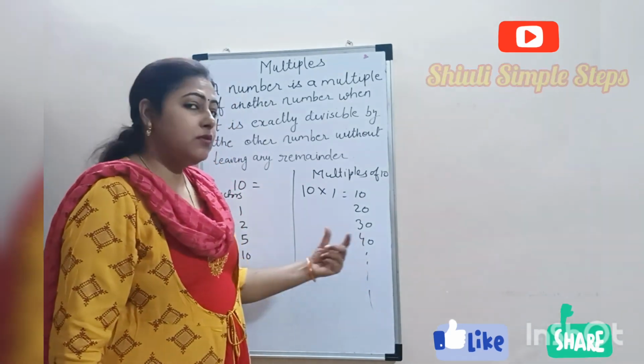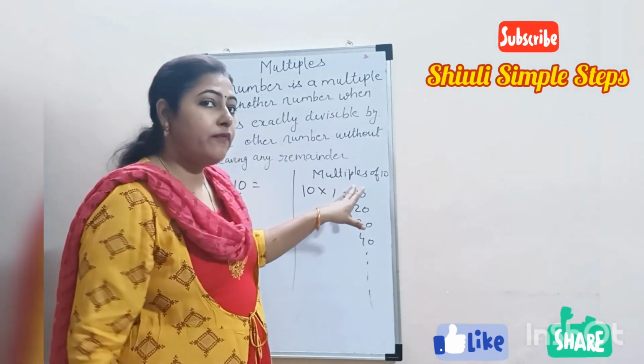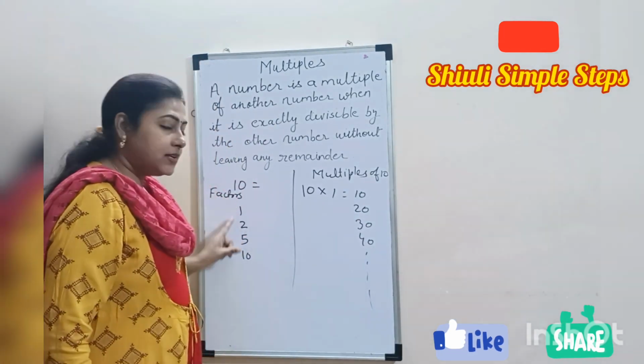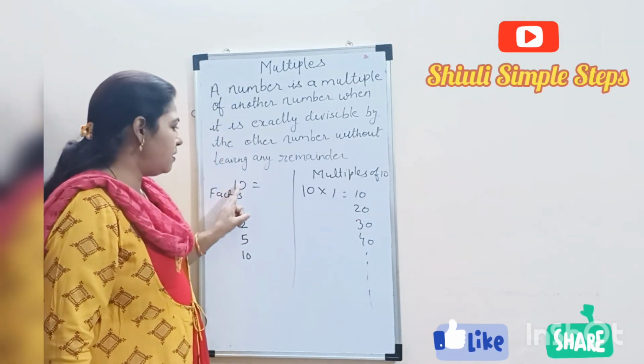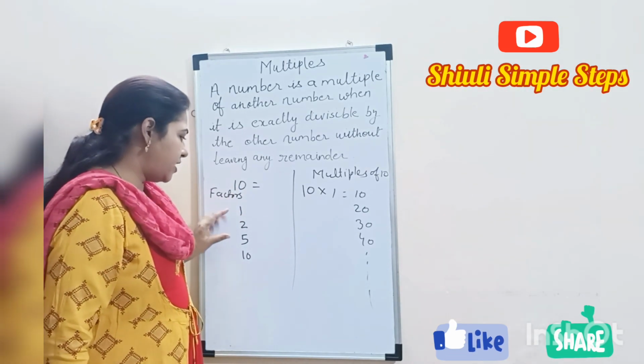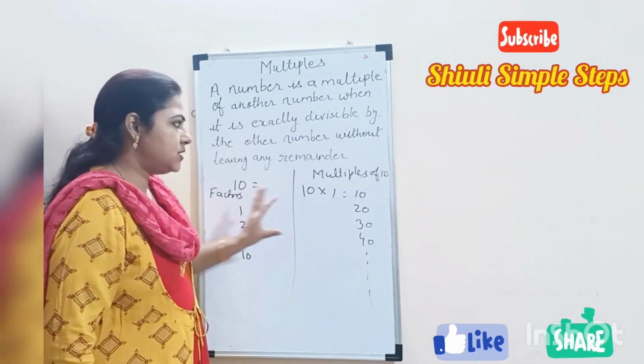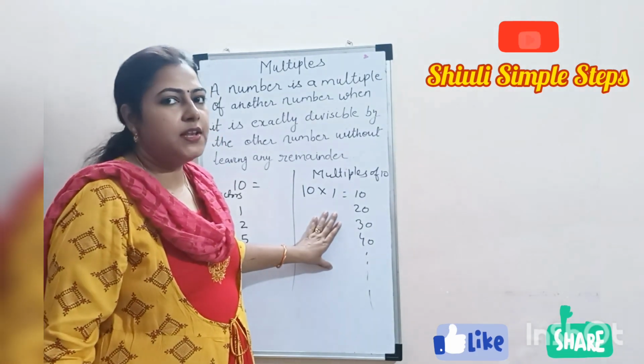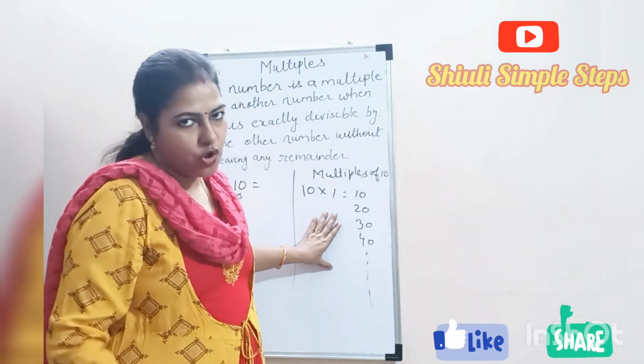So here you can see that multiples of any number are endless, but factors are limited. Here we have the factors of 10. They are 4 in number, but when we talk about multiples, we will get endless multiples.